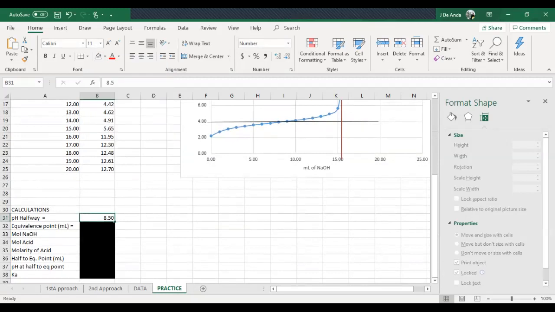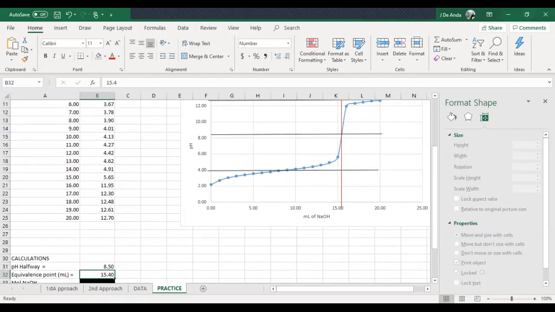Which makes sense because we said for a weak acid, the equivalence point is not going to happen at pH 7. It'll be slightly higher because of the back hydrolysis of the conjugate base. So we would say that at that pH, it took approximately 15.40 milliliters of NaOH. And so we can use that data to calculate what the molarity of the acid was. I'll let you guys do that for yourselves.